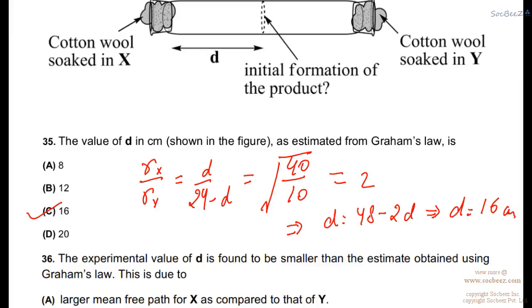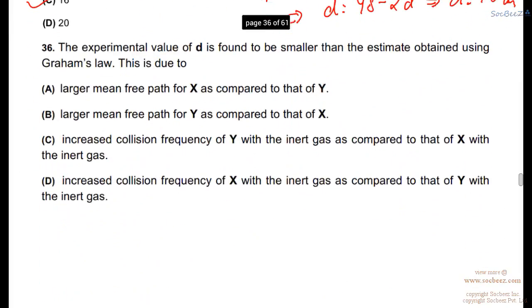Now the experimental value of d is found to be smaller than the estimate obtained using Graham's law. This is due to larger mean free path of X as compared to that of Y.